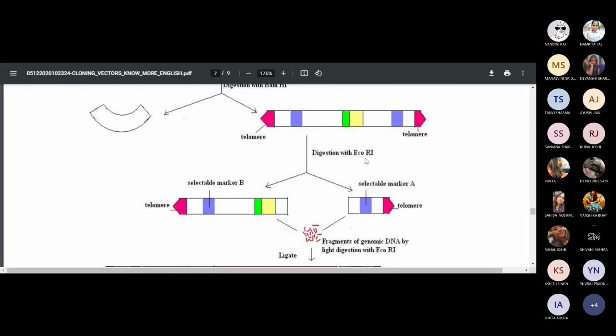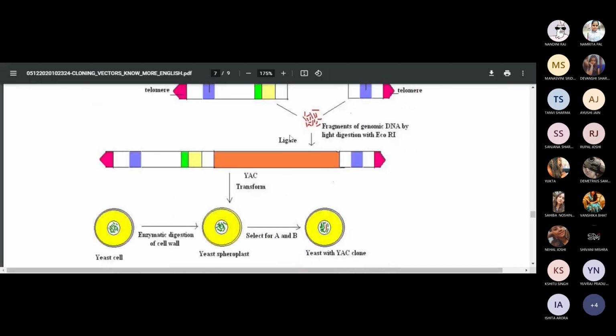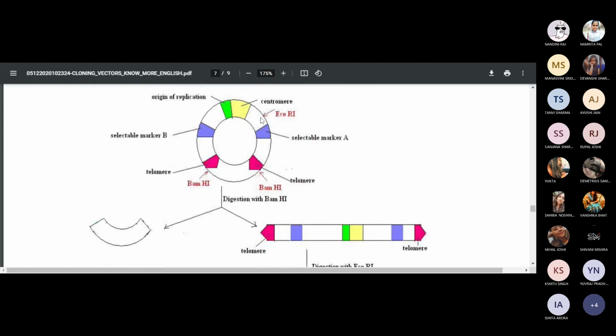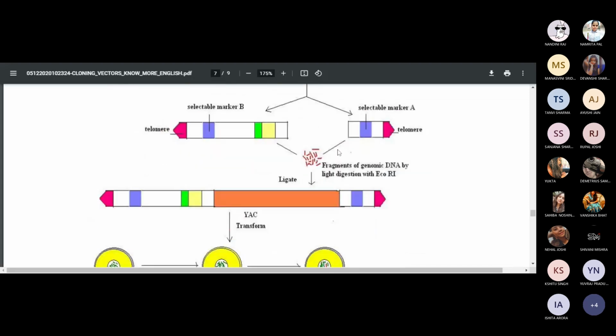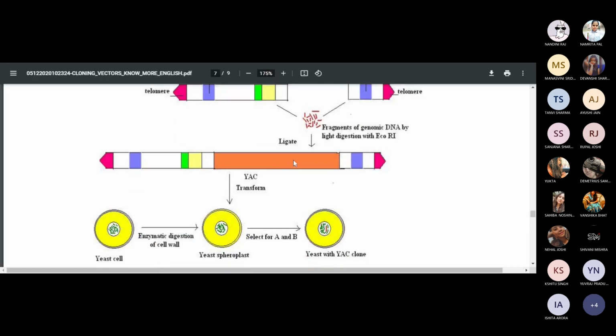Now you can treat with the second enzyme again. You can see its site is between the centromere and the selective marker A. If you treat with it, these two fragments are going to be there. Then add the segment that you want to insert, treat with the ligase, and the YAC will come there. Now this YAC chromosome you can transform into the yeast.